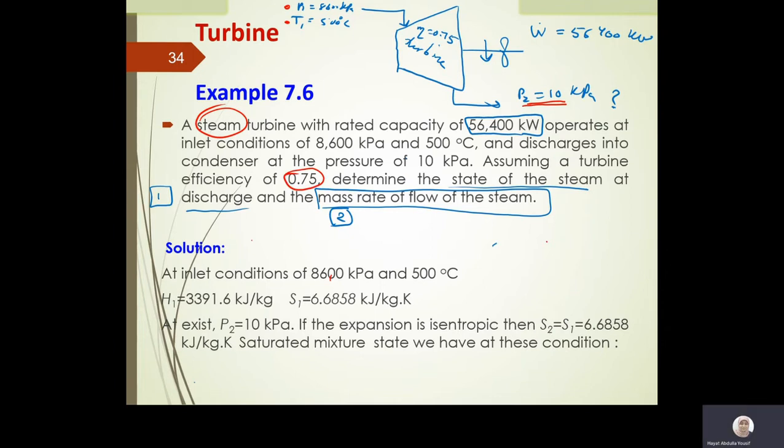Okay, the efficiency equal to 0.75 means this one is the ratio between delta H over delta HS, or it is the ratio between W dot actual over W dot reversible, or actually isentropic I will call it, because it's reversible adiabatic here.